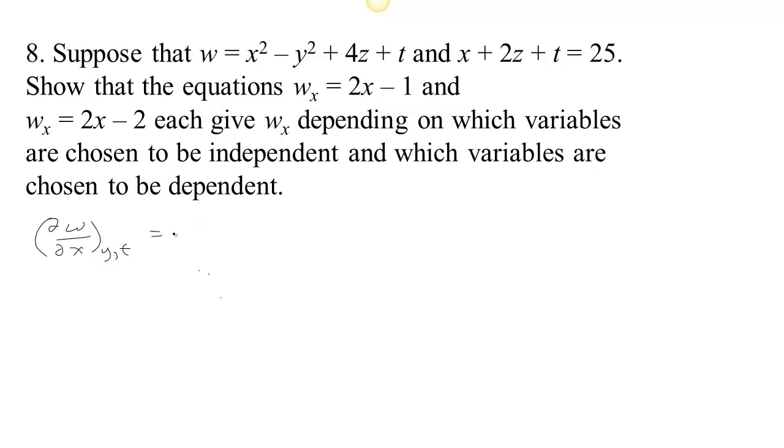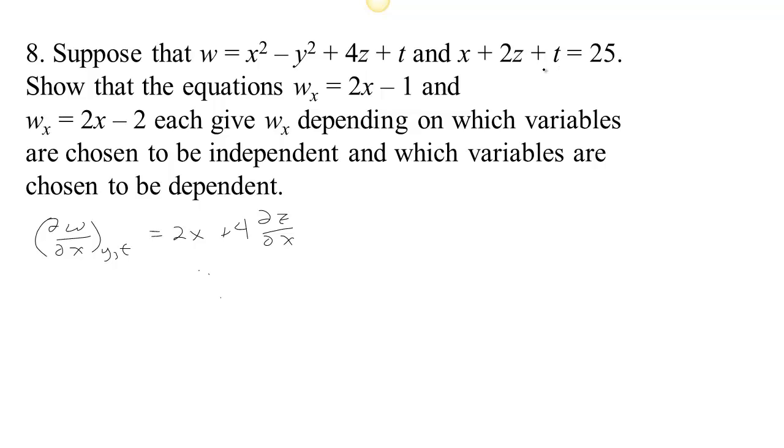So let's see. We take the derivative of this with respect to x, we get dw dx. The derivative of x squared with respect to x is 2x. Y we're assuming is independent, so that derivative is 0. And then we get 4 dz dx. And we're assuming that t is independent, so that derivative is 0. All we need to do now is find dz dx.